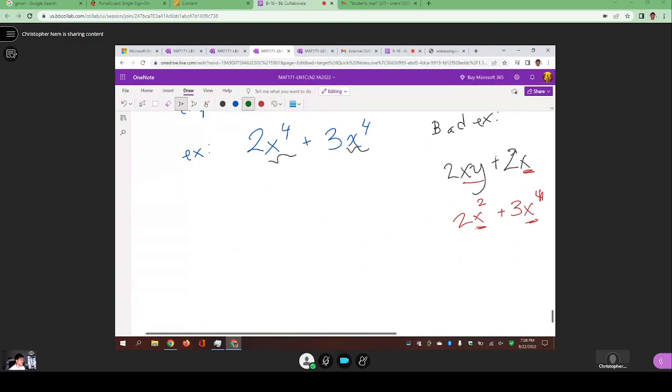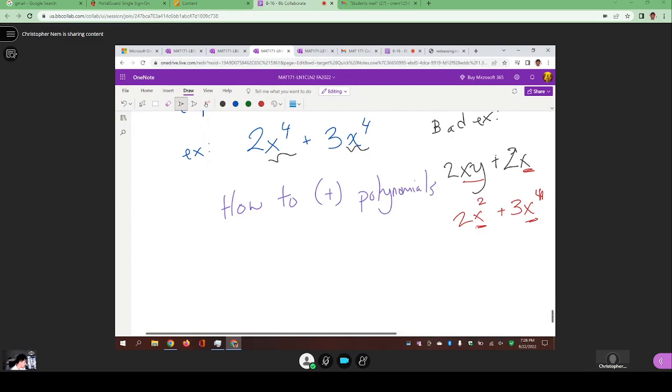So now that we got the definition of like terms, we can actually apply it. So let's apply it in an operation. In particular, how to add polynomials. So how do we add polynomials? It's very easy. Combine like terms.